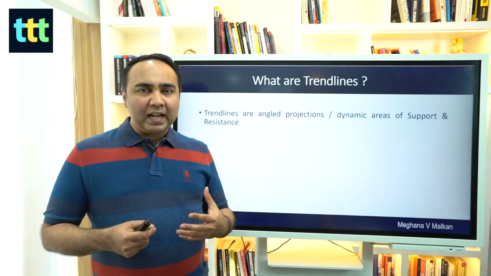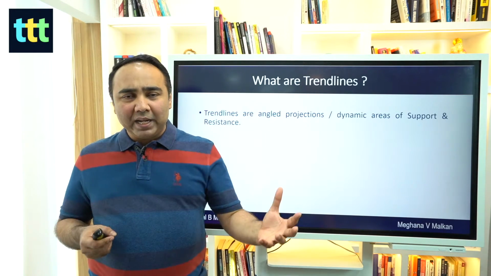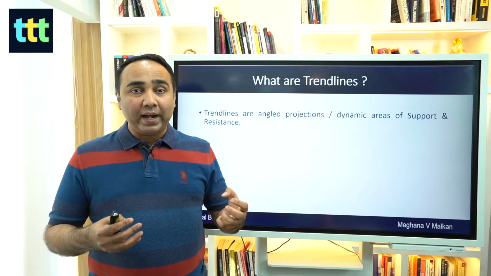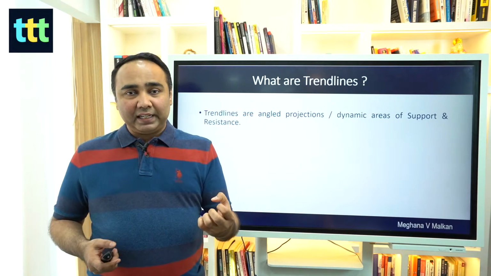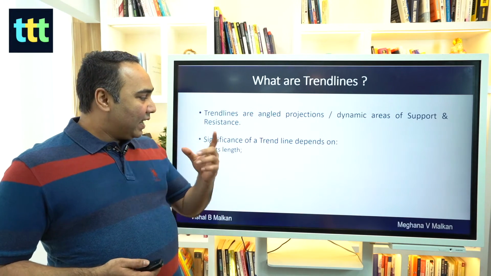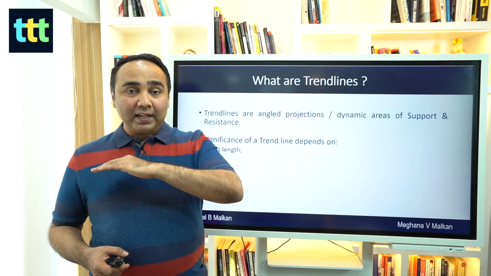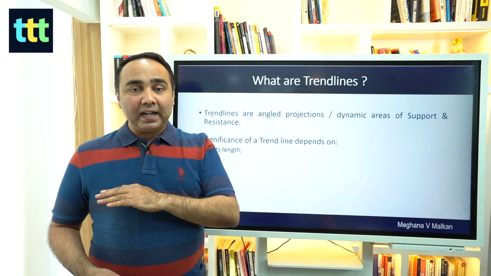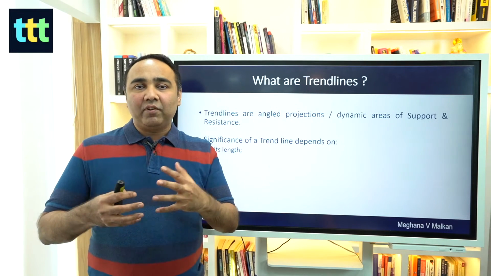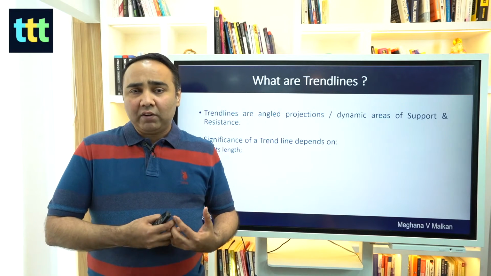Now, what is a good trend line? You can draw so many trend lines. There are so many lows, so many highs, so many swing points. So what is a significant trend line? The significance of a trend line depends on the length. So whether the trend line is for 1 year, or for 1 day, or for a few days or few weeks, or for 5 years.